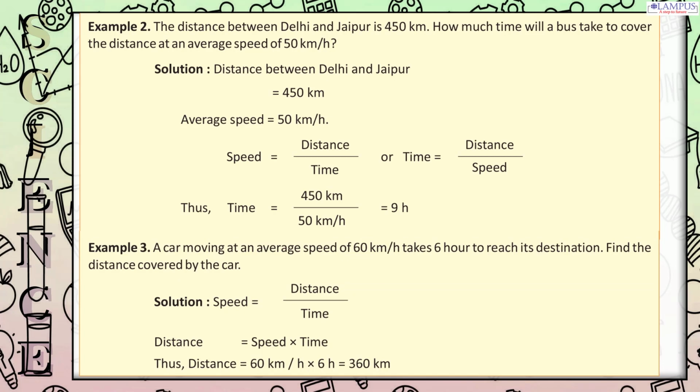Example 3. A car moving at an average speed of 60 kilometers per hour takes 6 hours to reach its destination. Find the distance covered by the car. Solution. Speed equals distance divided by time. Distance equals speed multiplied by time. Thus, distance equals 60 kilometers per hour multiplied by 6 hours equals 360 kilometers.